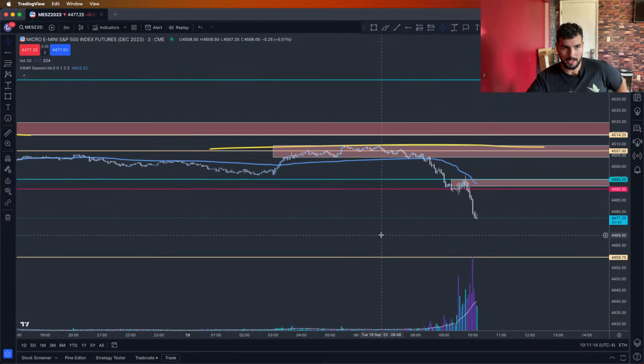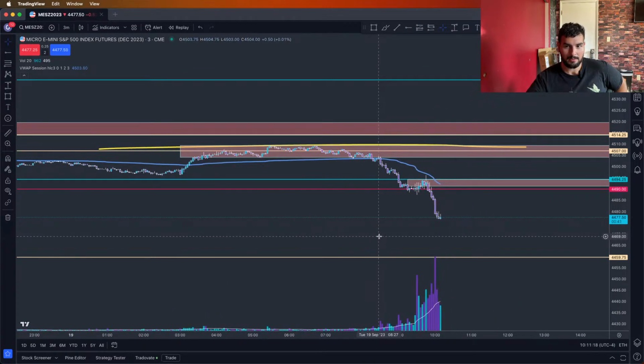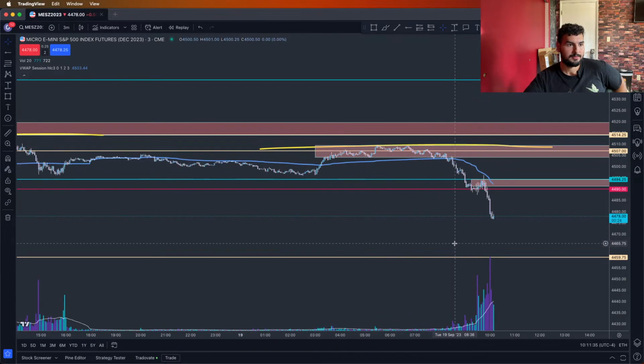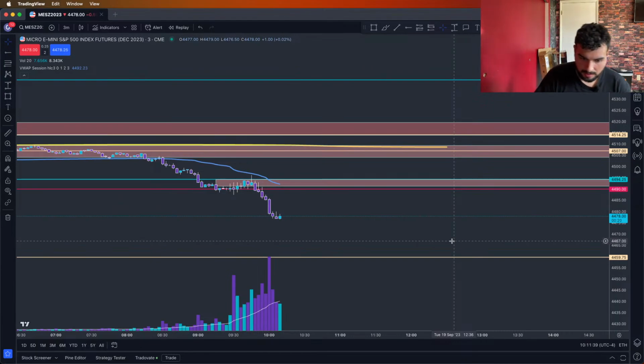I don't usually play breakout plays or breakdown plays. I like to do a break and retest strategy where we break kind of like right here. We broke down below this level, we retest it and take the sell off of the retest. Still in no man's land.